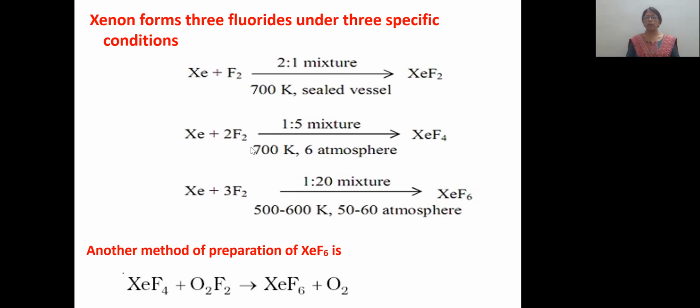To prepare XeF4, xenon tetrafluoride, take xenon and F2 in the ratio of 1 is to 5, temperature 873 Kelvin and 7 atmosphere pressure, xenon tetrafluoride is formed. To prepare xenon hexafluoride, xenon and fluorine are taken in the ratio of 1 is to 20, temperature 573 Kelvin and pressure 60 to 70 atmospheres. There is another method of preparing xenon hexafluoride, from xenon tetrafluoride.